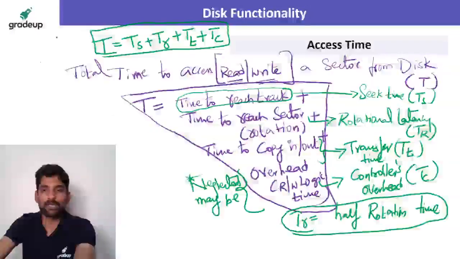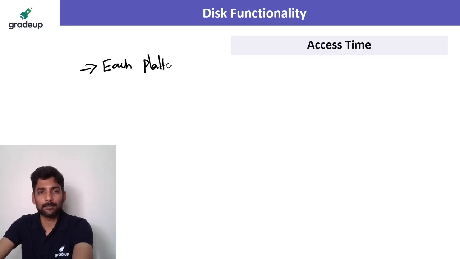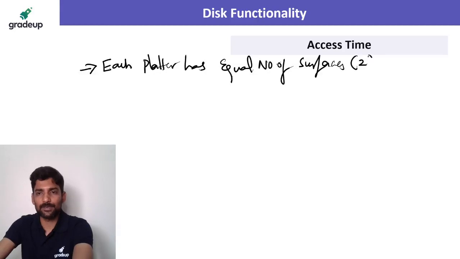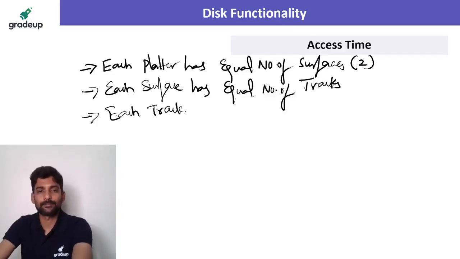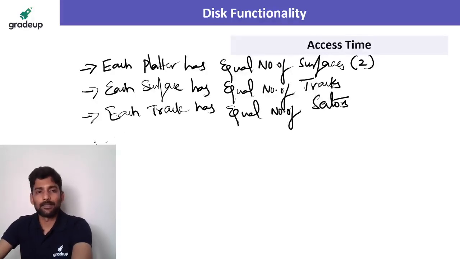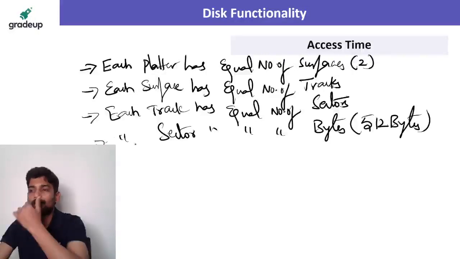So guys, you can put all these things in one point. Each platter has an equal number of surfaces, that is 2 surfaces. Each surface will have the same number of tracks, and each track will have an equal number of sectors, and each sector will have an equal number of bytes. How many? 512 bytes.